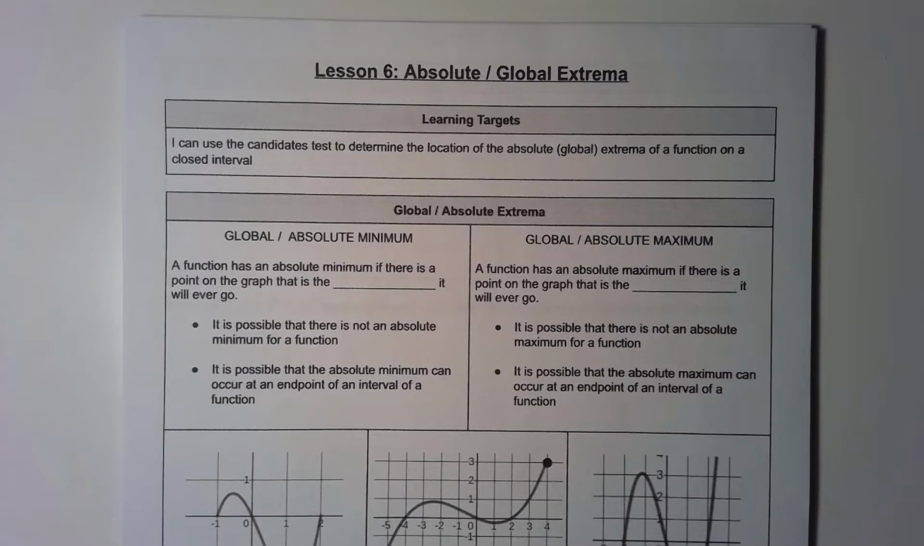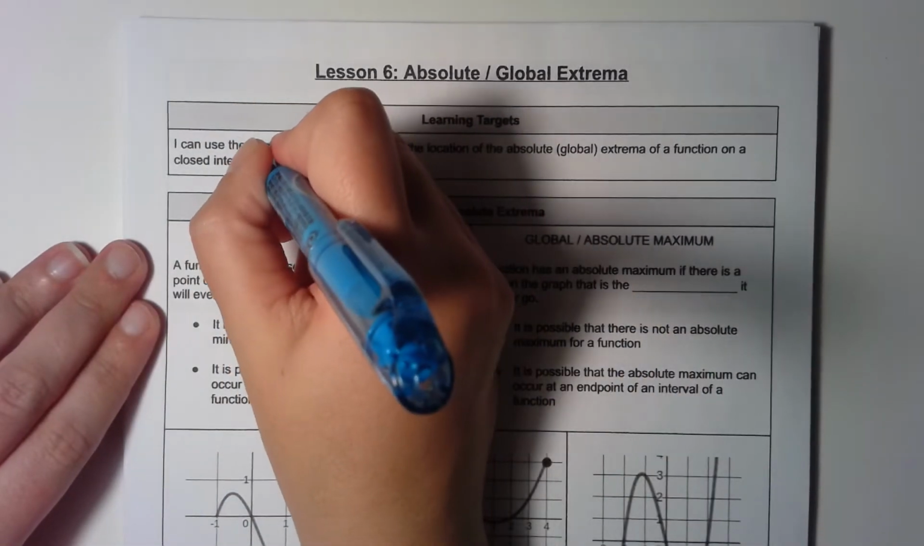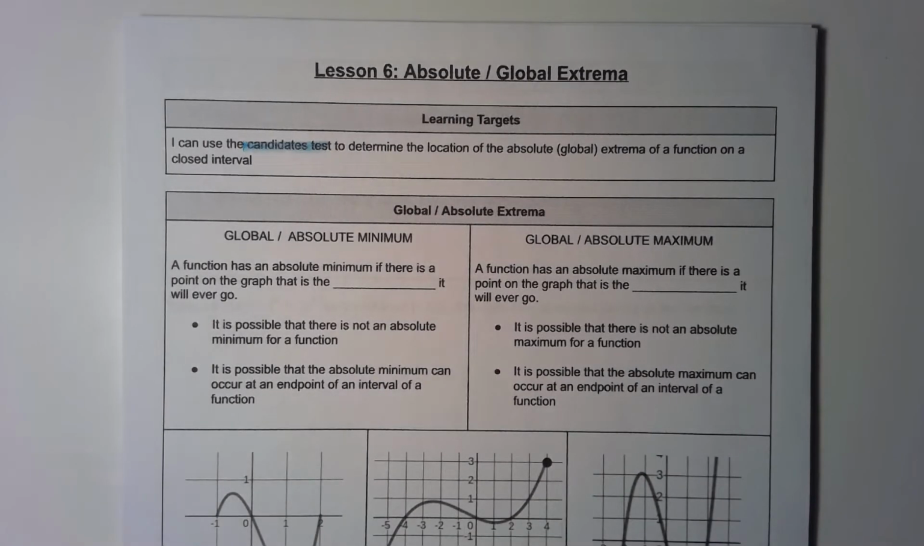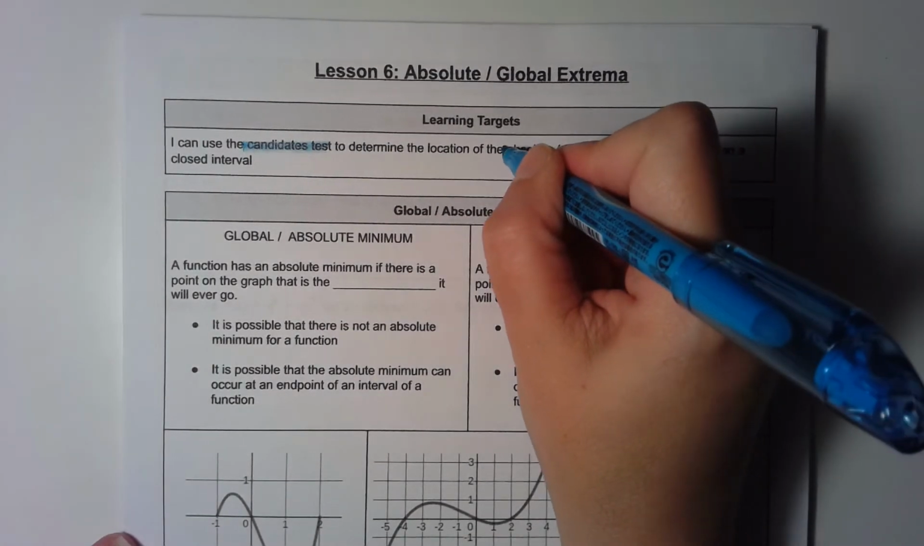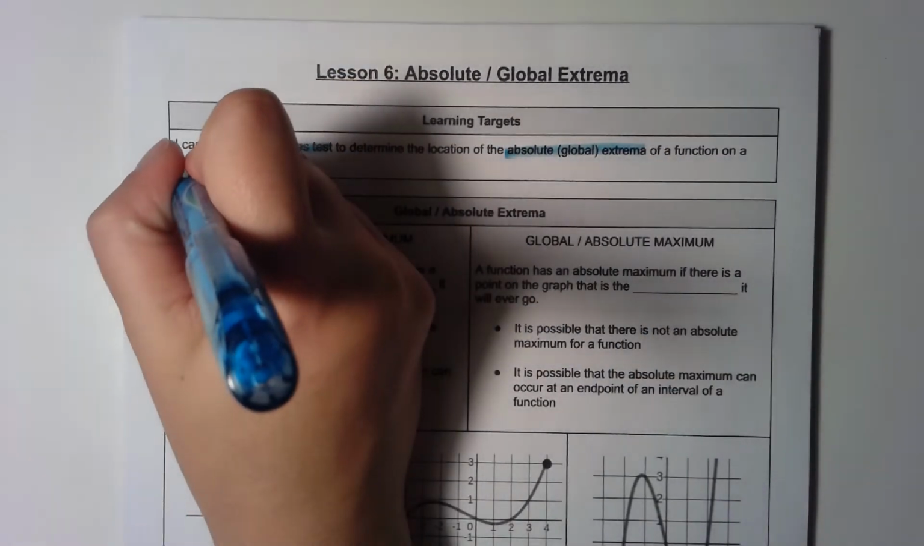Everybody, and welcome to Unit 5, Lesson 6, which is about absolute, or in other words, global extrema. Now, we have one learning target for today, and that is going to be: I can use the candidates test. That's the name of the test we're doing today, to determine the location of the absolute, or sometimes we call those global extrema, of a function on a closed interval.